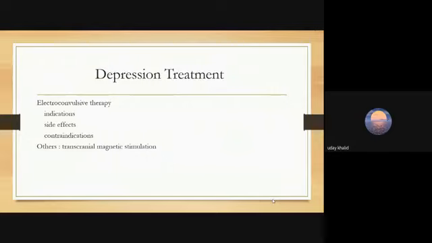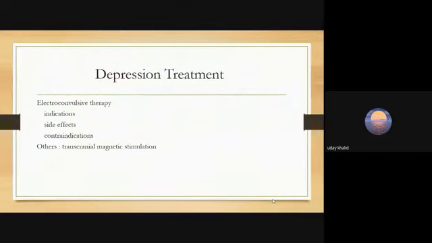There are other modalities that are safe and less invasive, such as transcranial magnetic stimulation. Here magnetic impulses are given to the brain by special electrodes. They are safe and less invasive compared to electroconvulsive therapy, but it is expensive and has limited availability.